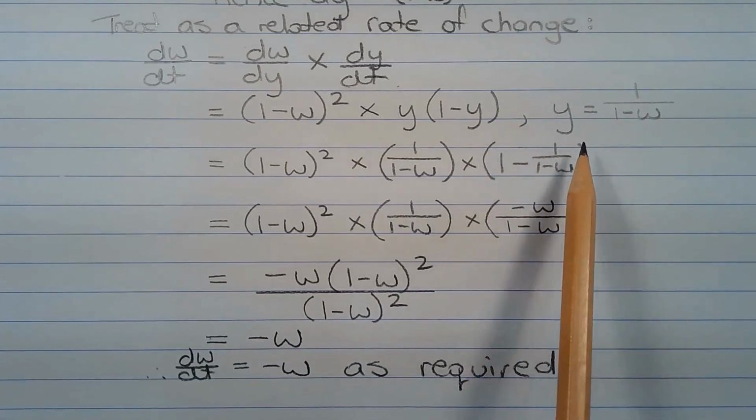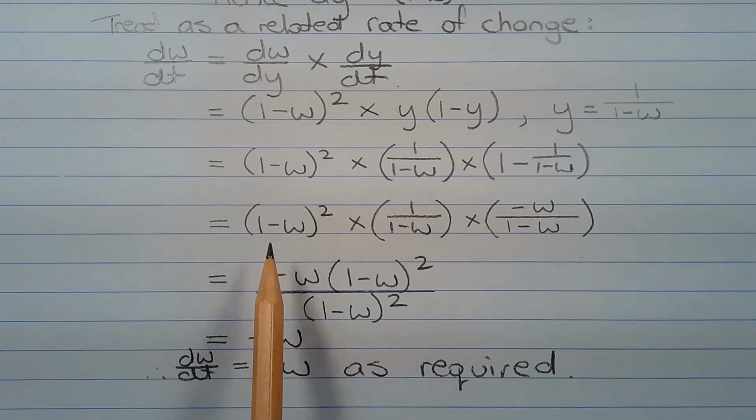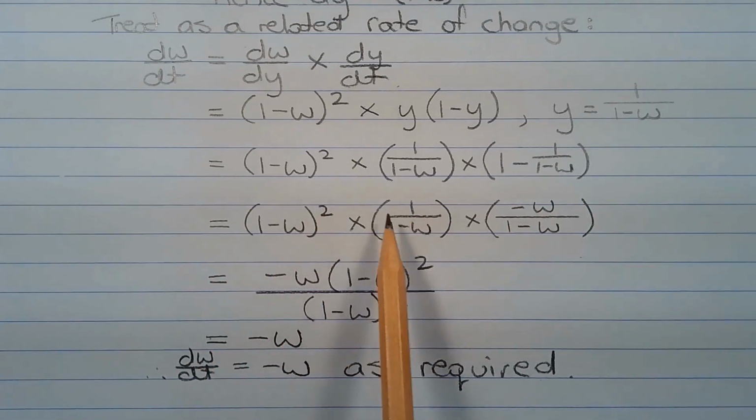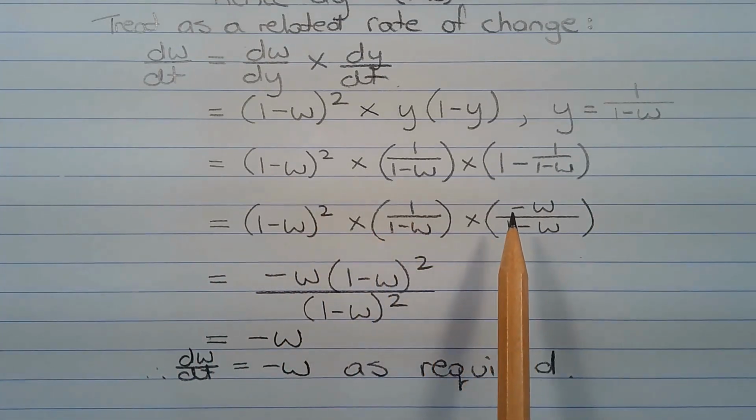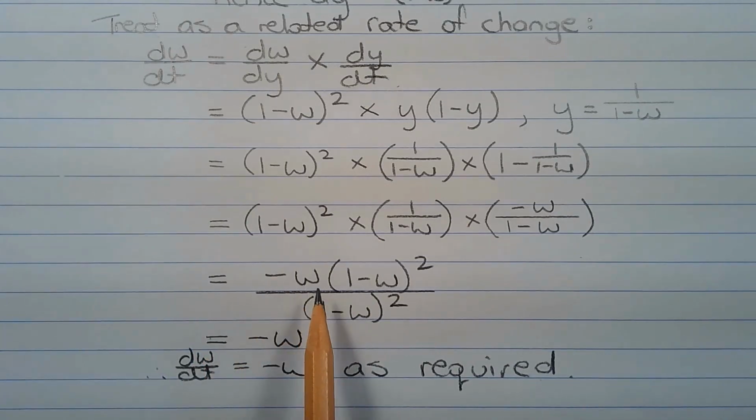Combining these two terms together, that equals (1 minus w) all squared times 1 over (1 minus w) times negative w over (1 minus w). Multiplying all three terms together, that equals negative w times (1 minus w) all squared over (1 minus w) all squared. So this term will cancel with this term, so we get negative w. Therefore, dw/dt is equal to negative w as required.